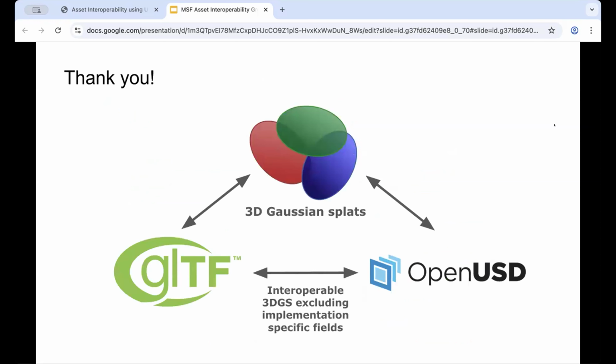So, thank you. We're hoping that this makes for an interoperable 3D Gaussian splatting future, and we're really interested to hear feedback from everyone, and thoughts and concerns. So thank you.